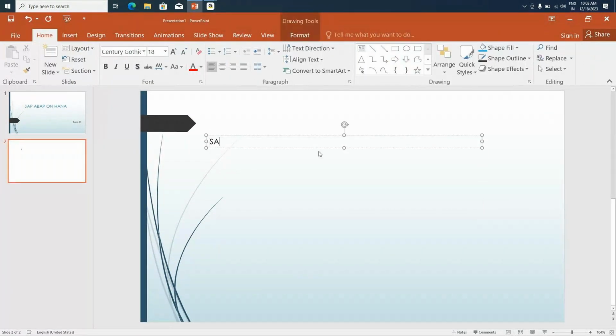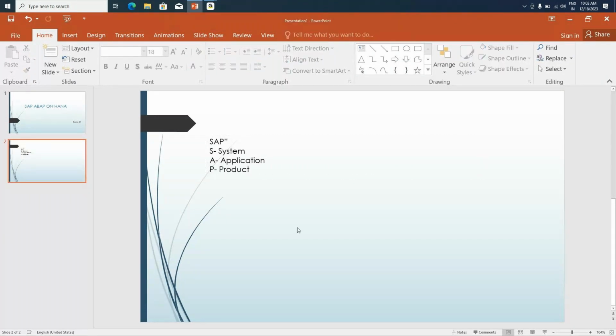In SAP, S means system, A means application, P means product. So a system application product. This is the general abbreviation of SAP. So what is this SAP exactly and where is it used?